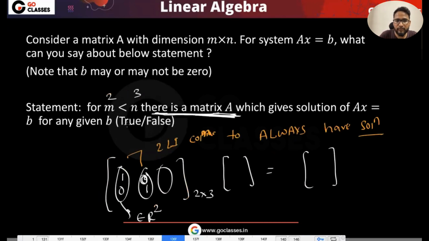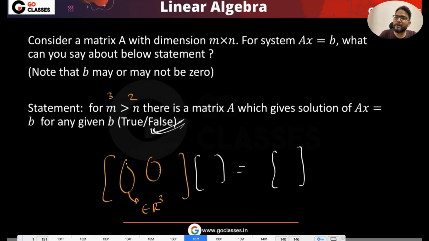Earlier the answer was true. You got it? Since you cannot fill the space using these 2 columns, you cannot always have the solution. So is there a matrix A? The answer is no. There is no matrix which can fill the whole space.